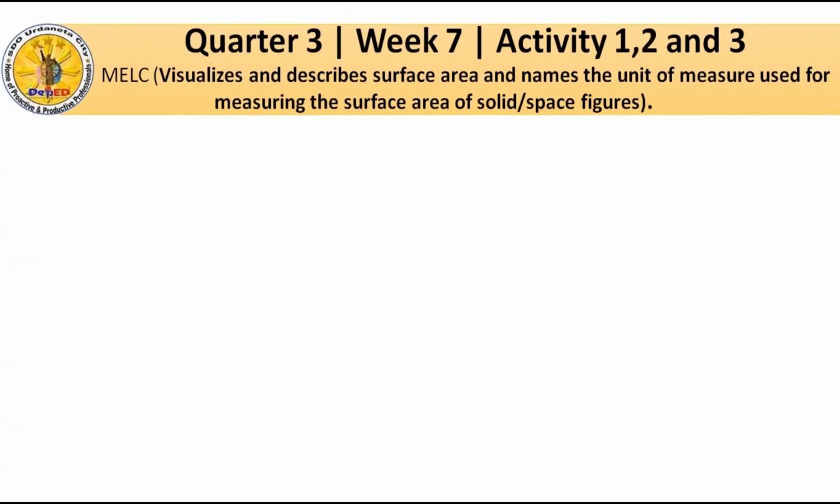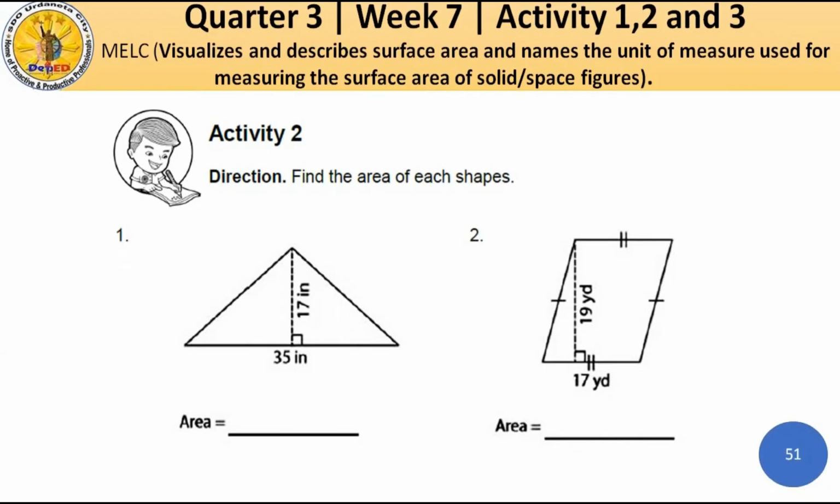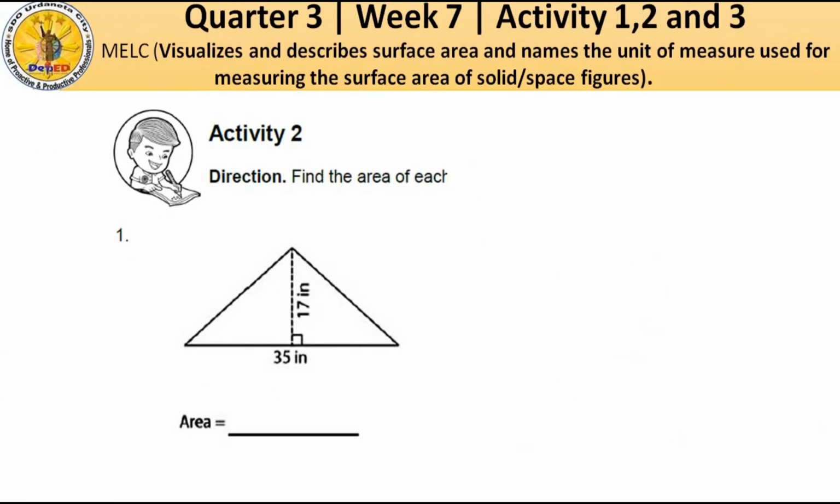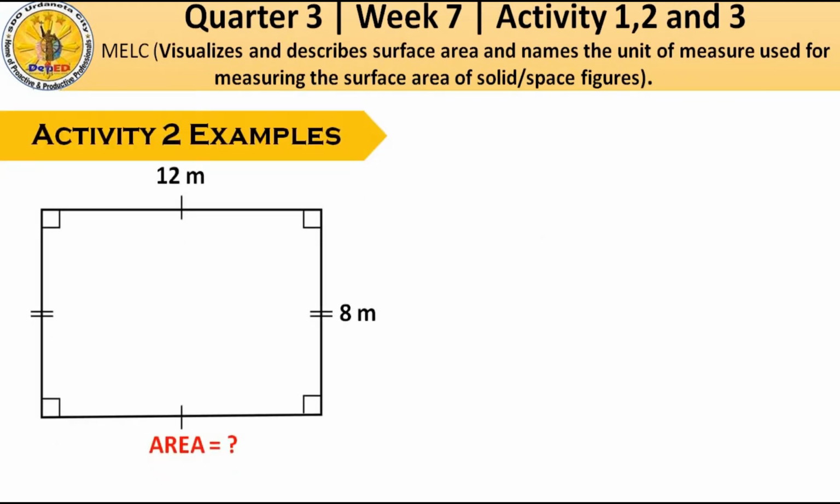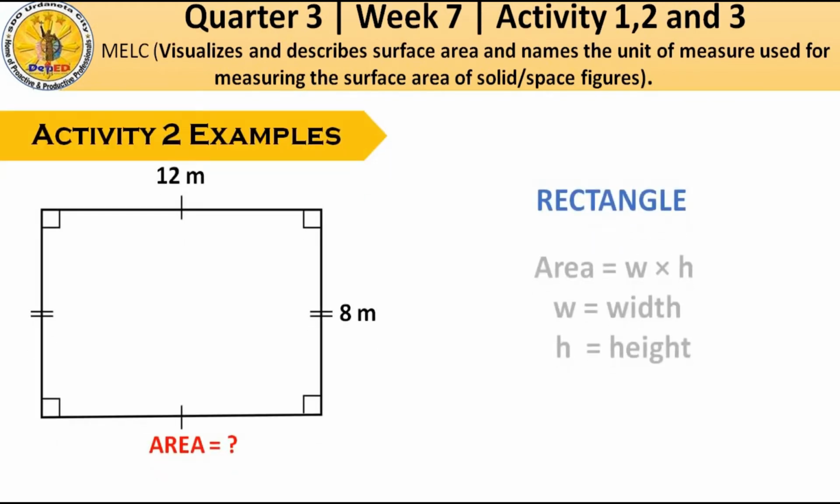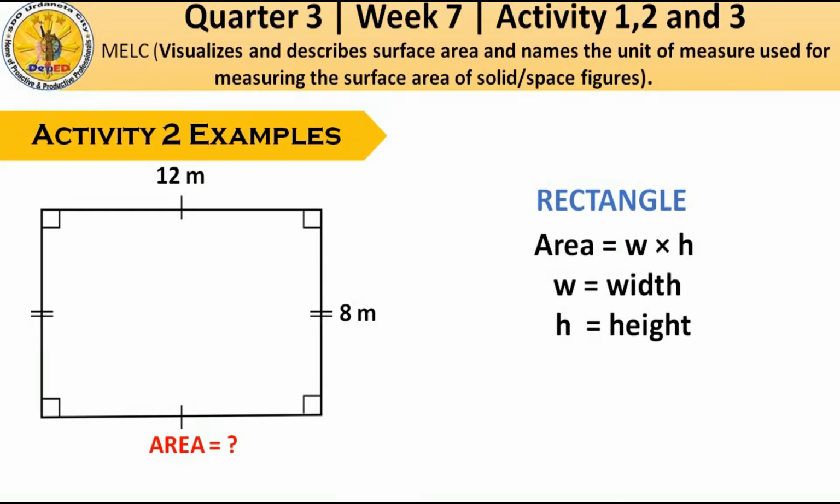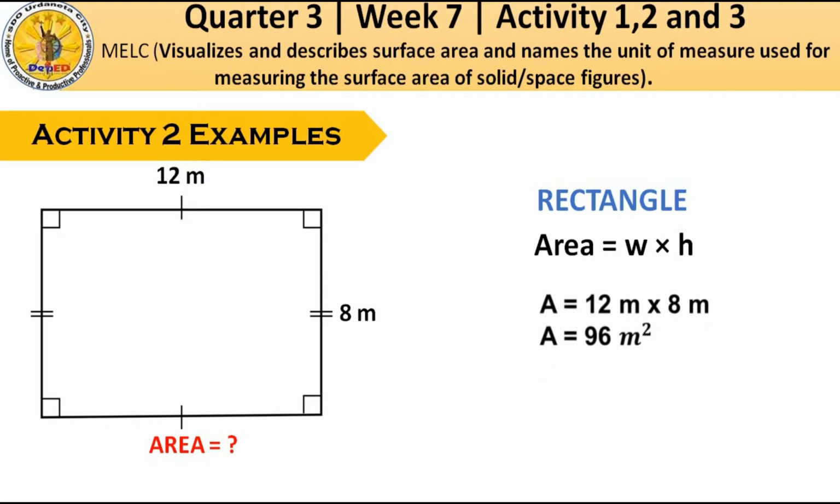Now, I have here examples for you to answer activity 2. The first example is looking for the area of a rectangle. Area is equal to width times height. Based on the illustration given, the width is 12 meters and the height is 8 meters. Therefore, 12 times 8 is equal to 96 meters squared.